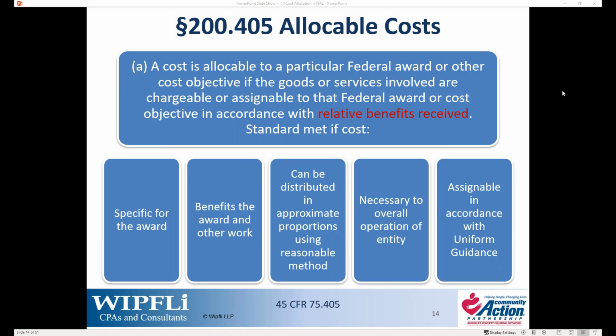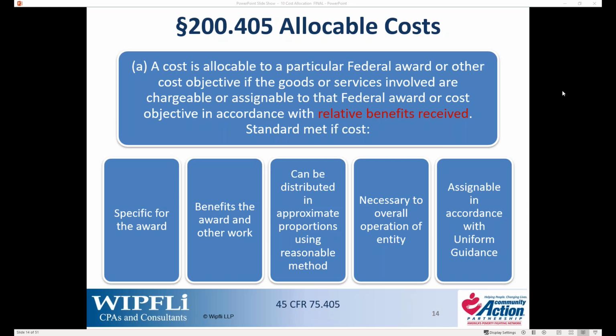Now, allocable, this is where we're going to really have to think about cost allocation. And it says that a cost is allocable to a particular federal award or other cost objective if the goods or services involved are chargeable or assignable to that federal award in accordance with relative benefits received. And this is going to have to be a common denominator when you're thinking about cost allocation.